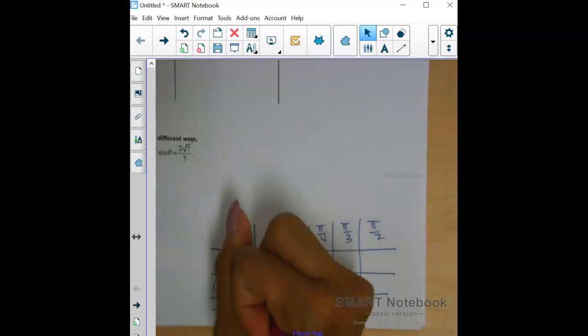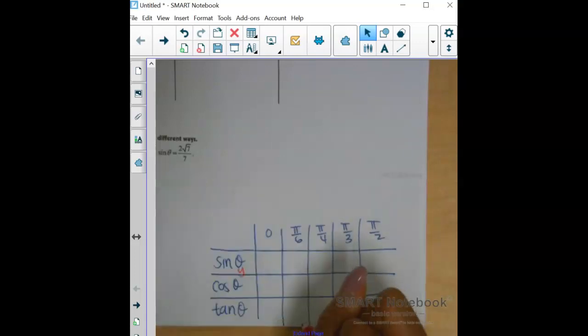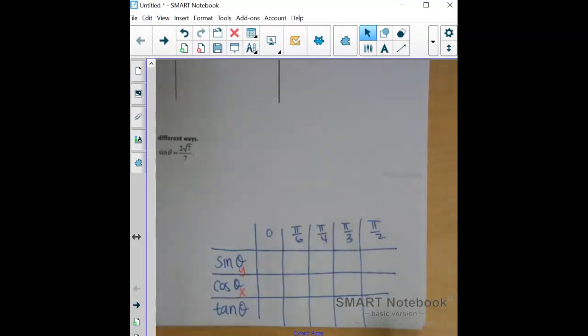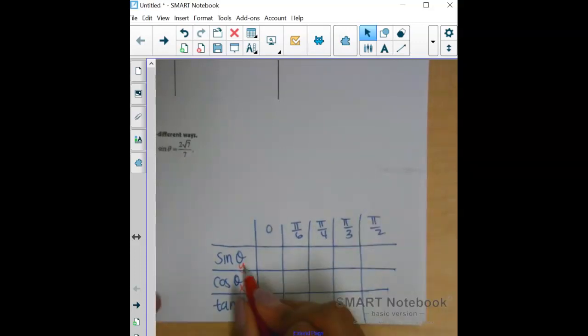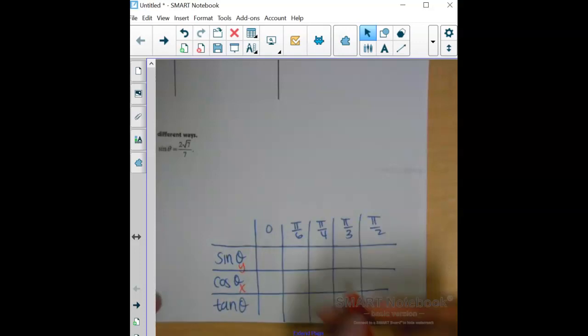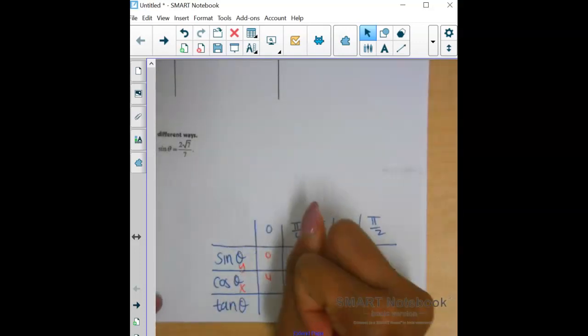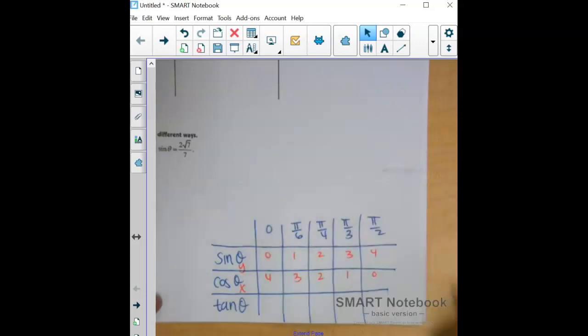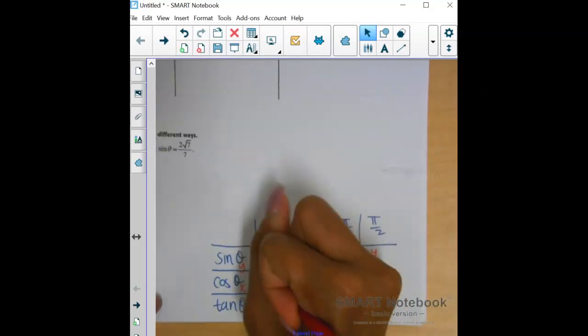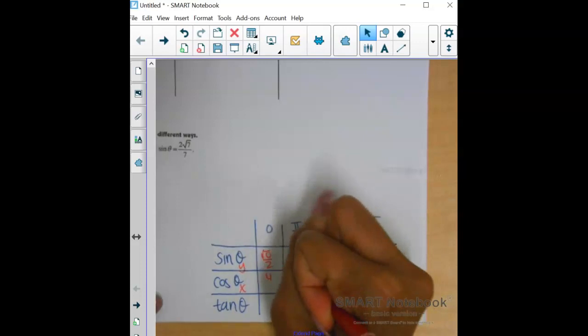Remember, sine is your y values, cosine is your x values. I'll probably put those somewhere so that you have it. And then sine counts up while cosine counts down. I'm going to square root and divide them all.